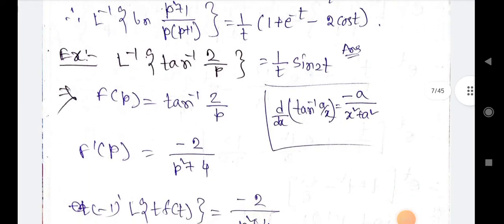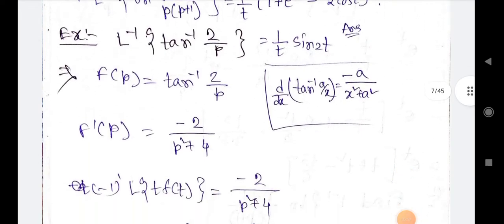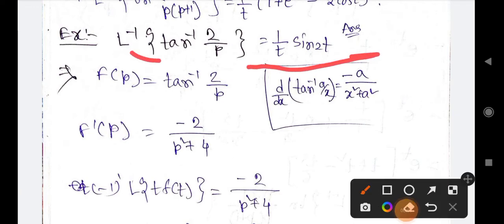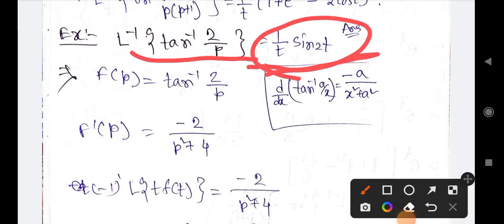Now next example: Laplace inverse of tan inverse 2 by p equals 1 by t sin 2t. We have to prove this.